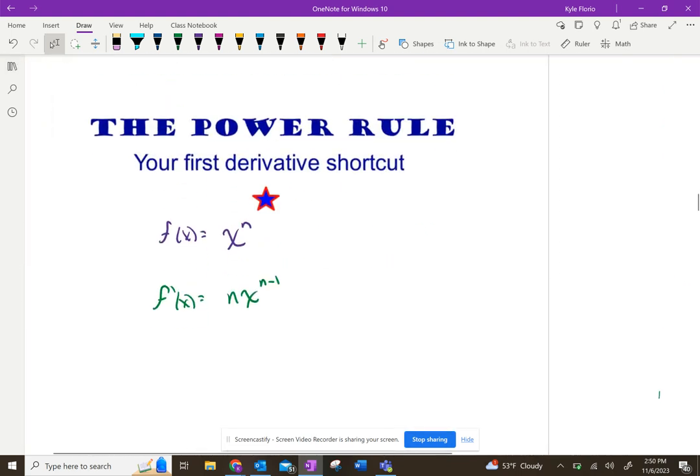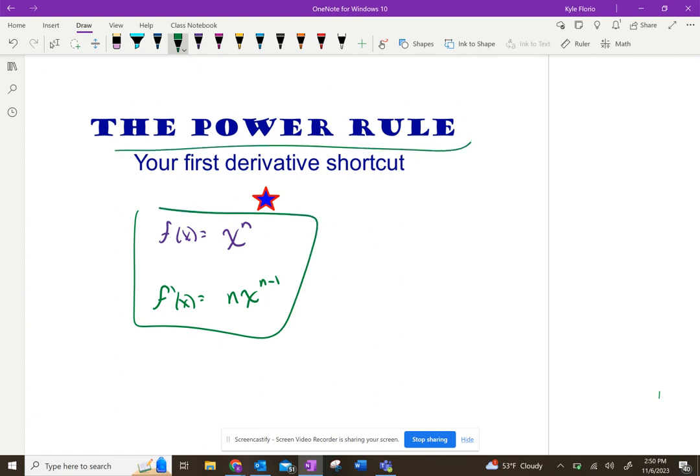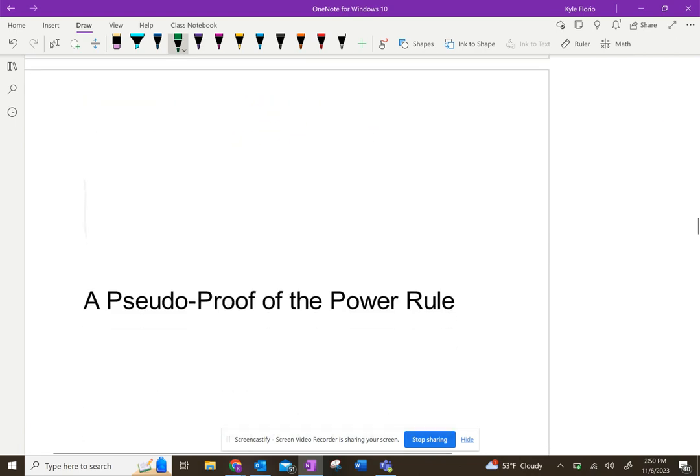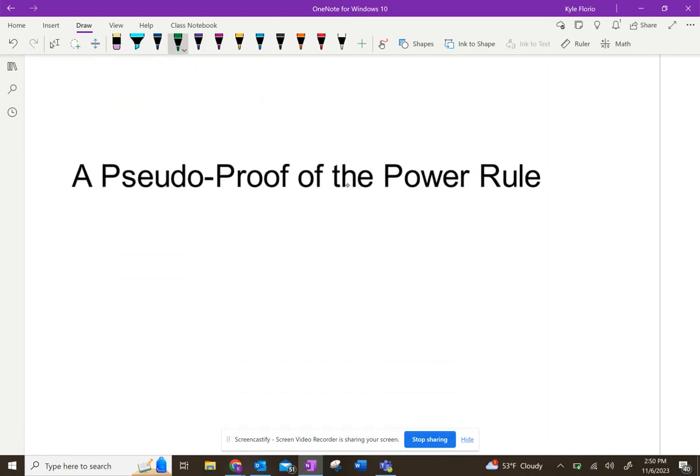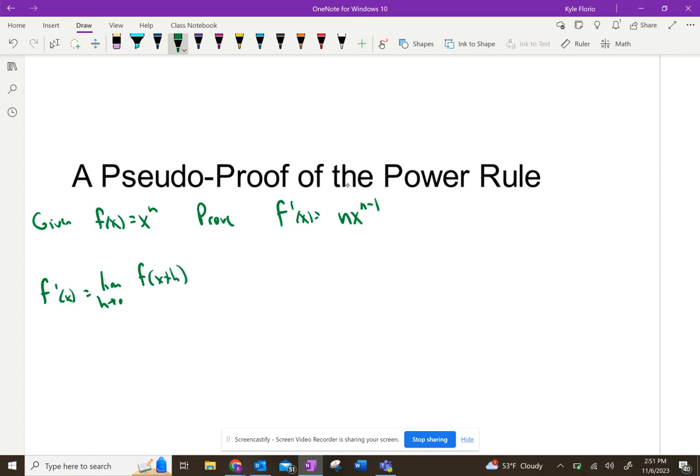Oh, by the way, this is the power rule. So given, say, I have a function that's x to the n, I want to prove to you that its derivative is n times x to the n minus 1. So the derivative, based on the limit definition, because that's how I'm going to have to prove it, is this.